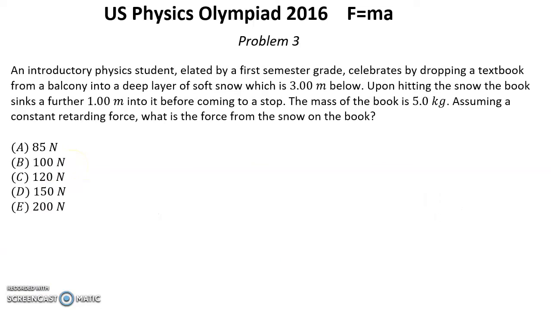Problem number 3. An introductory physics student, elated by a first semester grade, celebrates by dropping a textbook from a balcony into a deep layer of soft snow, which is 3 meters below. Upon hitting the snow, the book sinks a further 1 meter into it before coming to a stop. The mass of the book is 5 kg. Assuming a constant retarding force, what is the force from the snow on the book?